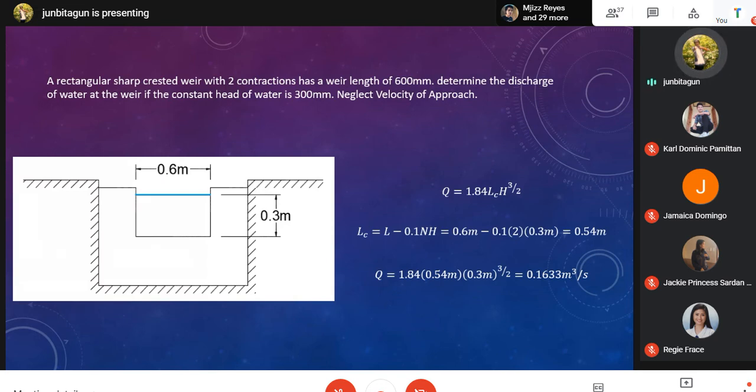Well, in fact, it should only be this one. Since we're dealing with weirs, info about the weirs lang din yung gagamitin natin. So, Lc, 0.6 meters minus 0.1 times yung number of contraction, 2 times yung H natin na 0.3 meters, makukuha mo na yung Lc na gagamitin ay 0.54. Ayan na. Solve nyo na, 1.84 using Francis formula. Kuha na natin yung flow rate ng isang sharp-crested weir, neglecting the velocity of approach.